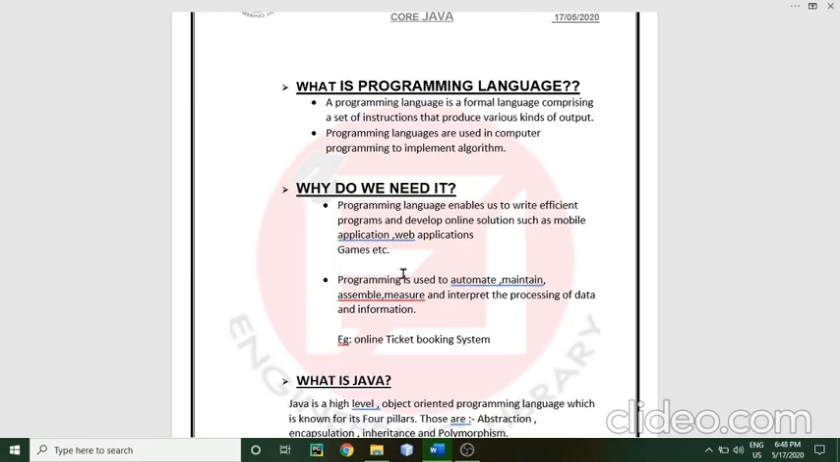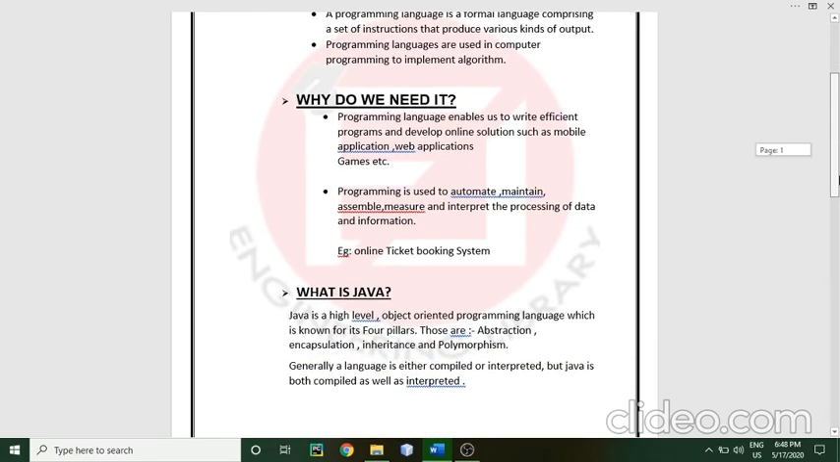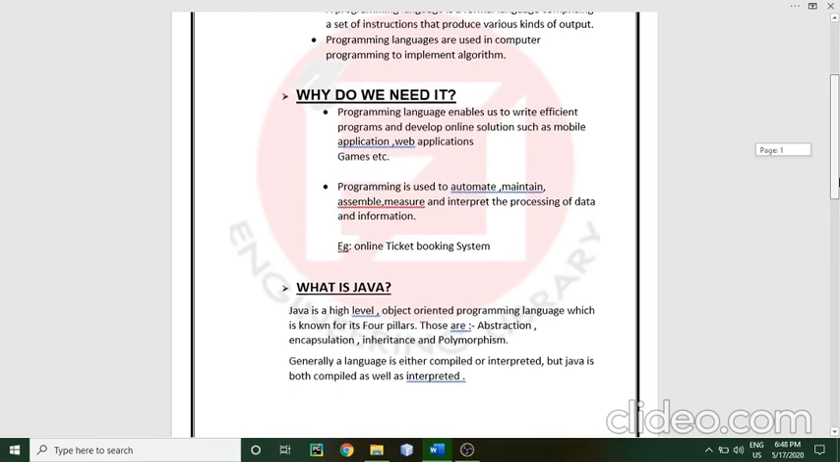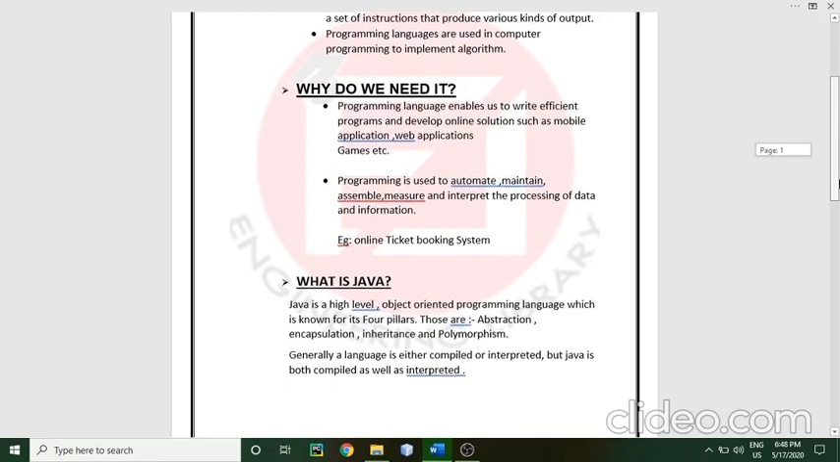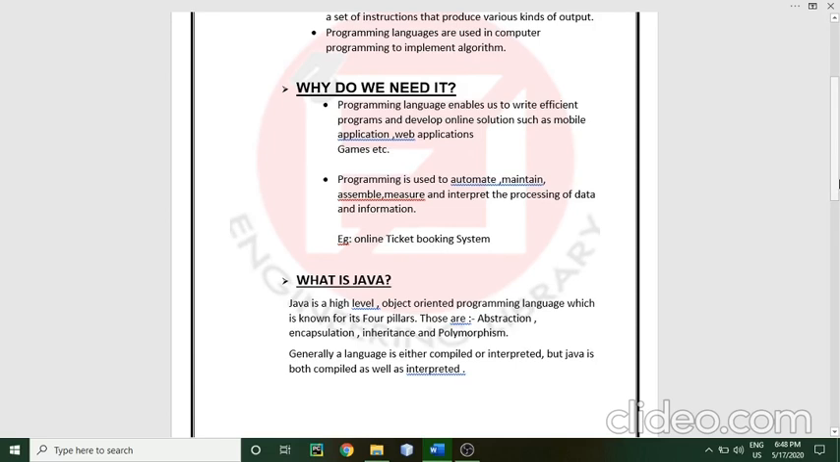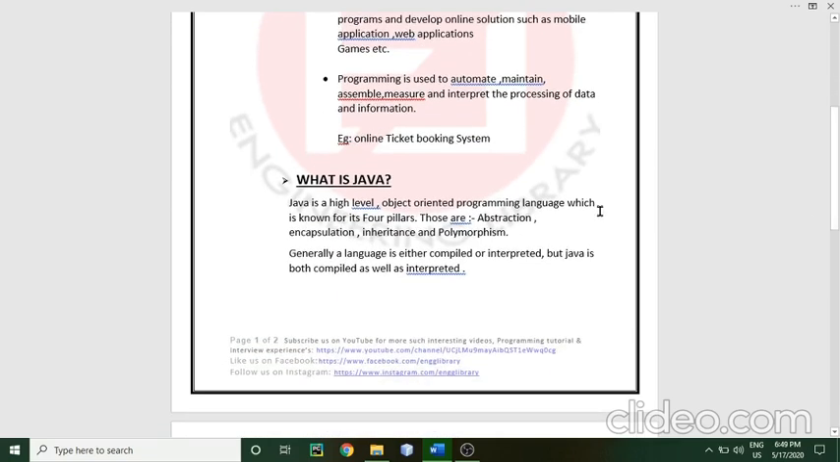So, we have understood what a programming language is. Now, let's start the main subject, that is core Java. Starting with the term Java, let's first understand what Java is. Java is a high-level object-oriented programming language which is known for its four pillars. Those are abstraction, encapsulation, inheritance, and polymorphism. Generally, a language is either compiled or interpreted, but Java is both compiled as well as interpreted. We will see it in upcoming videos as well.